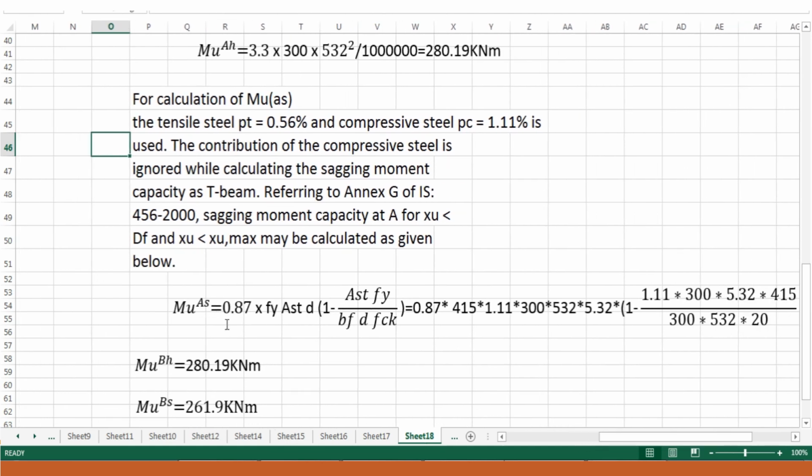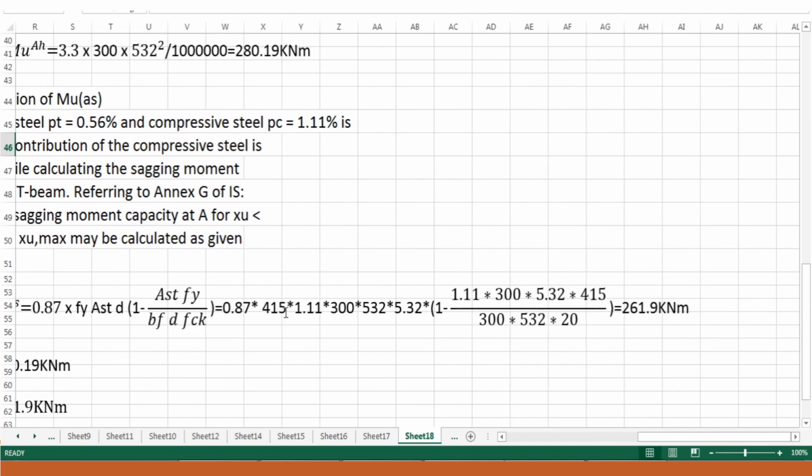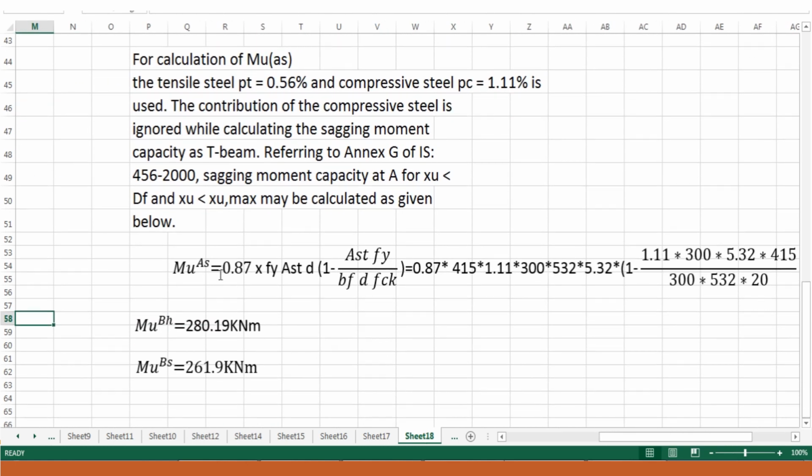This is the formula. MuAS is 0.87 fy Ast d into (1 minus Ast fy by bf d fck), which is equal to 0.87 into 415 into 1.11 into 300 into 532 into 532. If we convert the percentage steel into Ast, into 1 minus, what we get is the value of 261.9 kilonewton meter of MuAS. Similarly, MuBH would be 280.19 and MuBS would be 261.9.